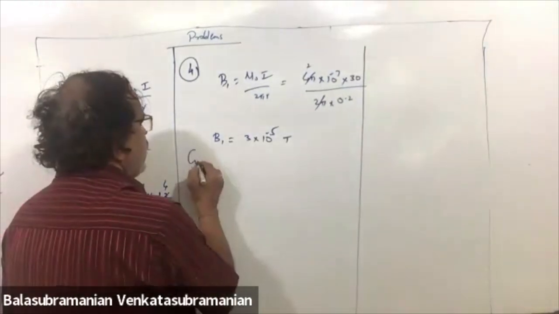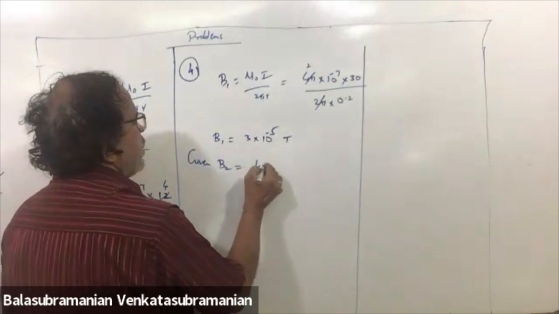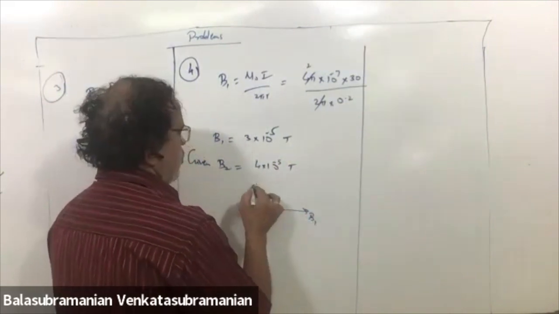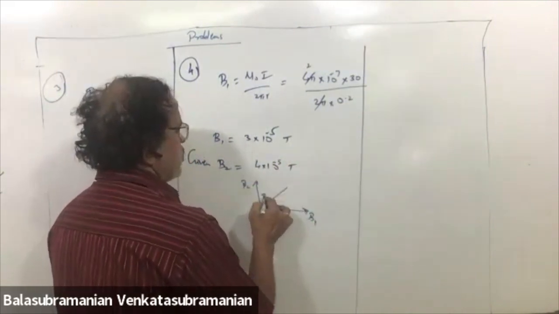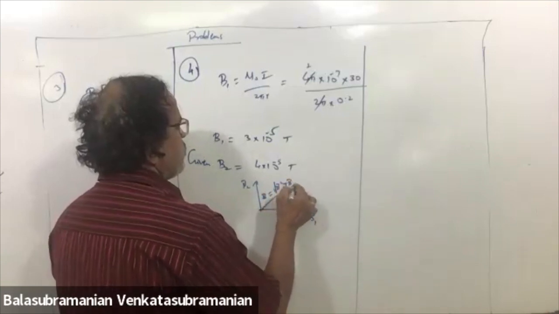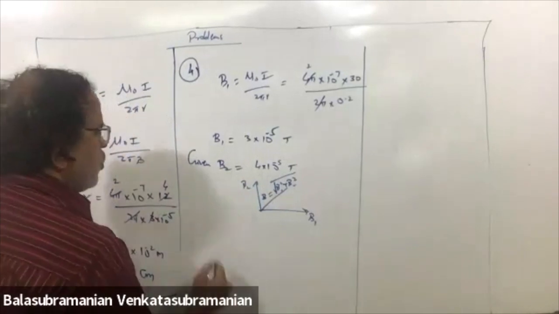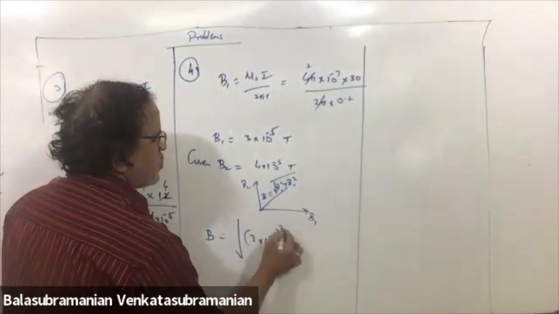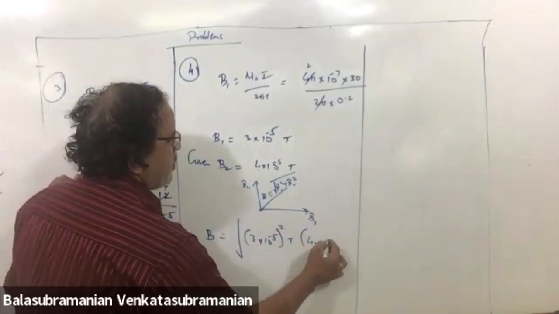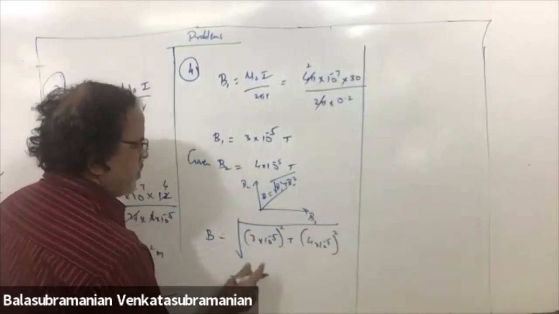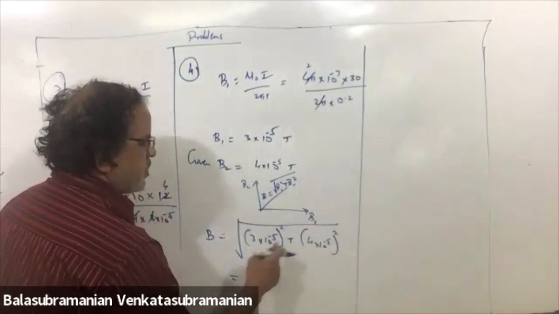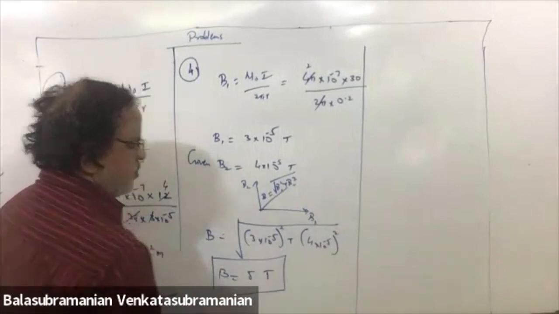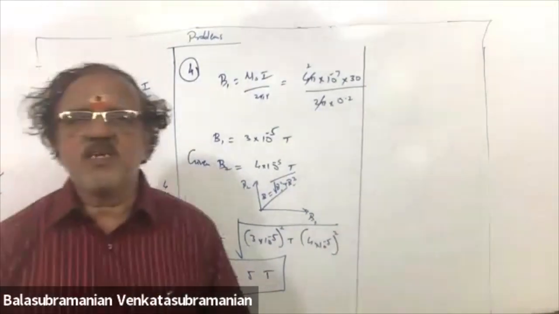Given another magnetic field, B2, 4 into 10 power minus 5 Tesla. So resultant of B1, B2 is root of B1 square plus B2 square. So B will be root of 3 into 10 power minus 5 the whole square plus 4 into 10 power minus 5 the whole square. 3 square 9, 4 square 16, plus 9 is 25, root 25 is 5. 5 Tesla is the result.